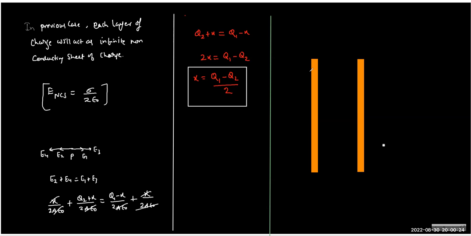So now let me know the value. The x is how much? We got how much? Q1 minus Q2. Right. This will be minus of this. So what will be the outer part? What is the outer part? Q1 plus Q2 by 2. Yes. And the same is here also?